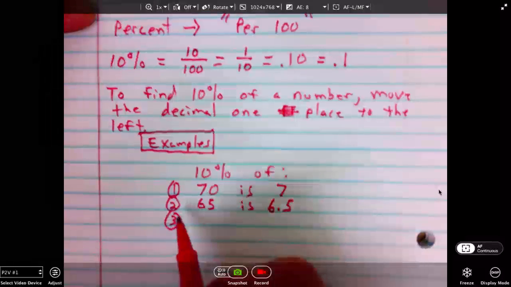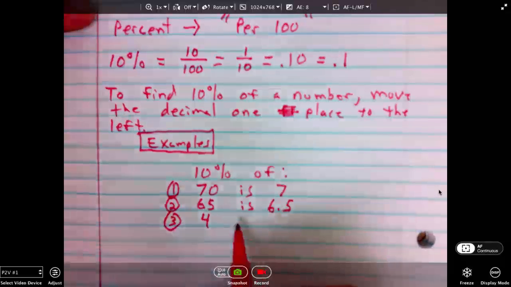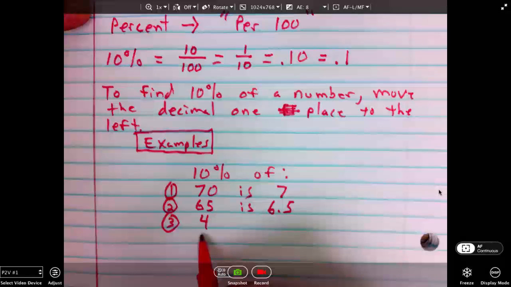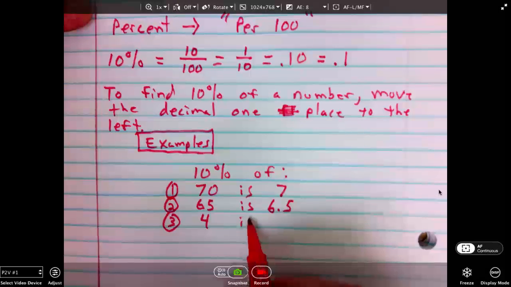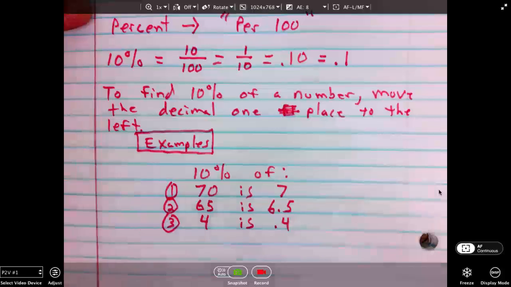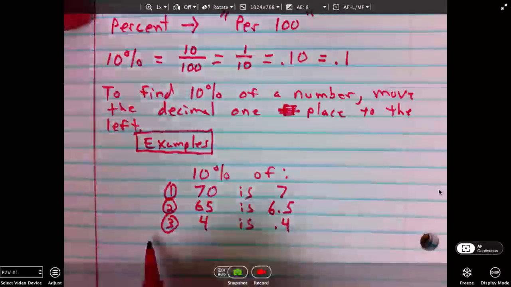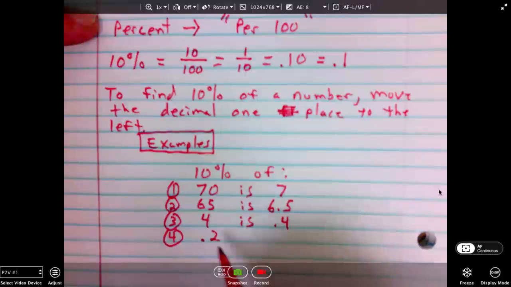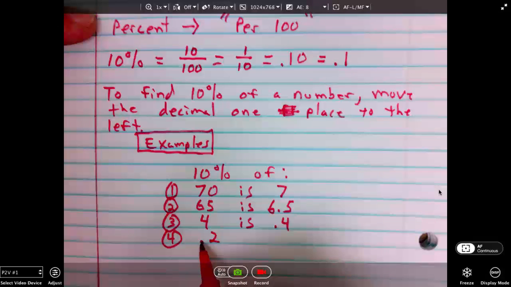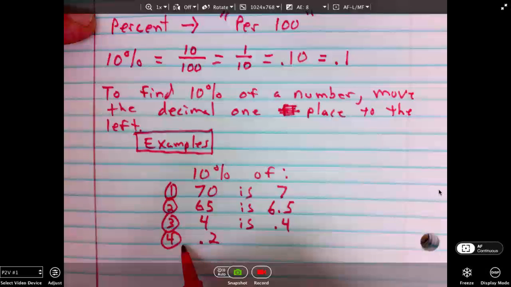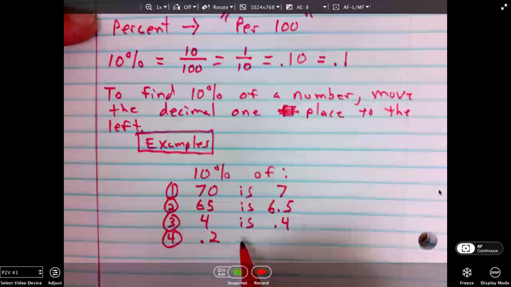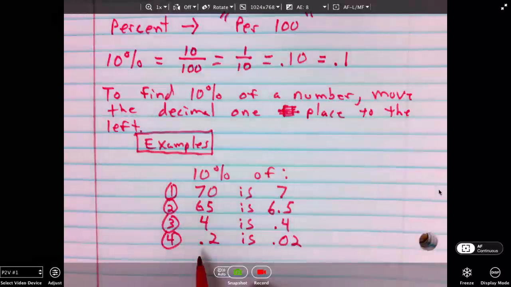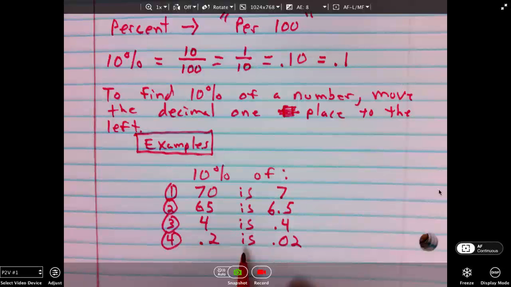Number 3. 10% of 4. Well, in this case, the decimal is right here to the right. We move that one place to the left, we get 0.4. Lastly, 10% of 0.2. Well, here's the decimal. If I move it one place to the left, you can imagine there being an empty space there. That empty space we will fill with a 0. 10% of 0.2 is 0.02.